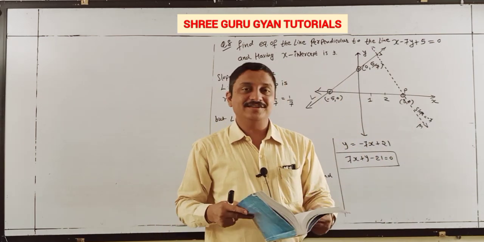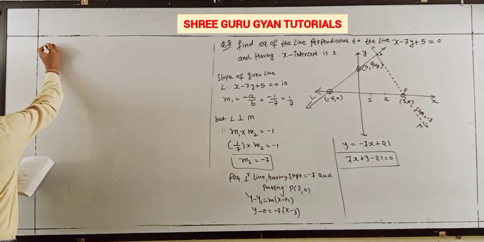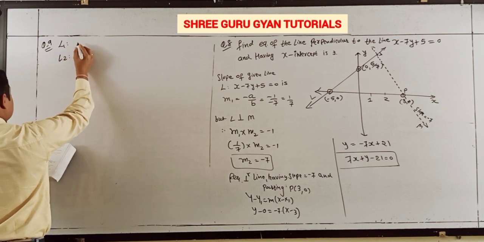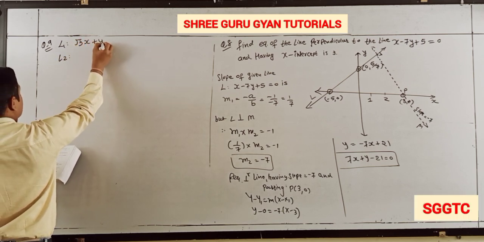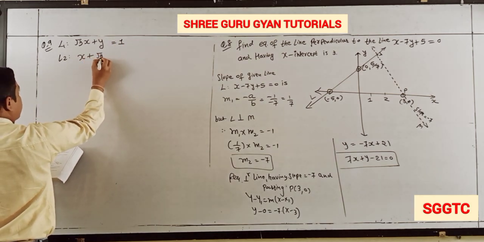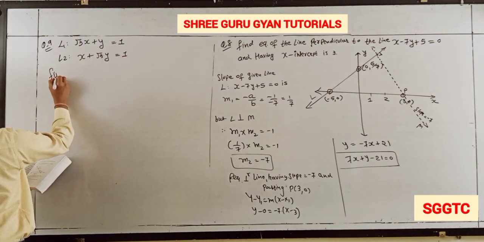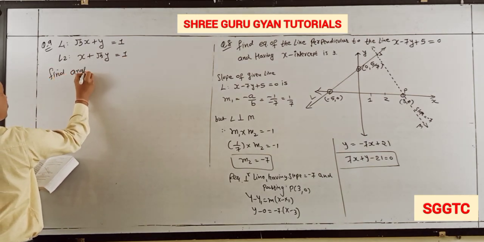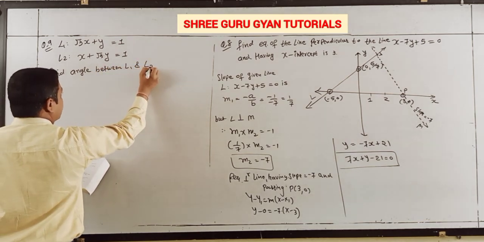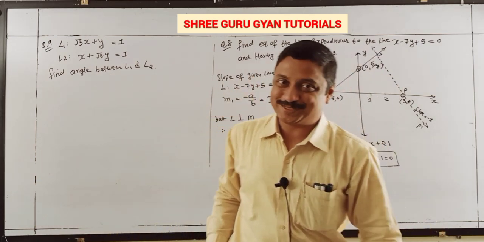Find the angle between two lines. Two lines are given and we have to find the angle between them. That is also easy. Line L1, root 3x plus y is equal to 1, and second, L2, x plus root 3y is equal to 1, and find the angle between L1 and L2.